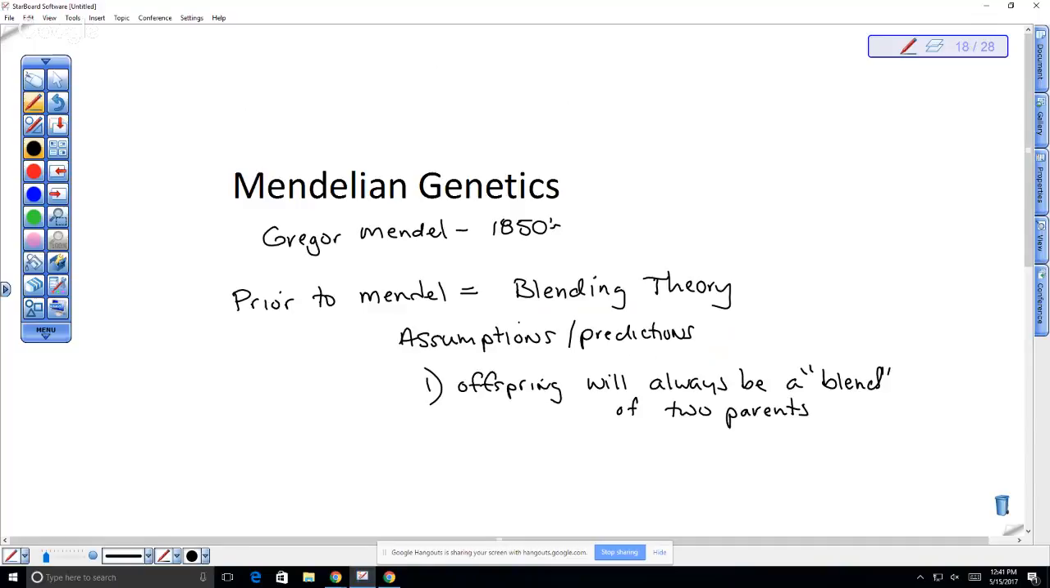So they'll also always be intermediate. Like, if you had a red-haired parent and a blonde parent, the offspring would always be kind of strawberry blonde, right? So they'd always just be intermediate. And that kind of makes sense when we think about ourselves, when we think about the animals that we breed, right? The second idea is that once blended, traits cannot be separated back out.